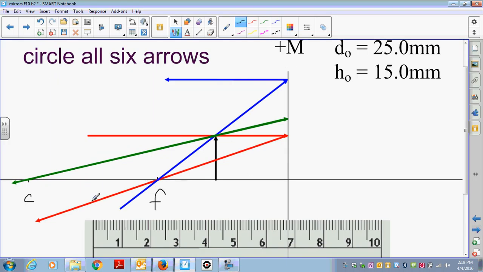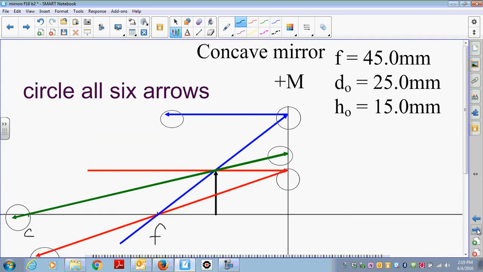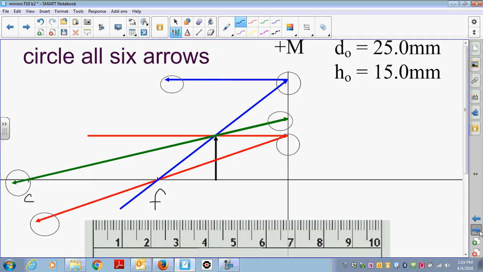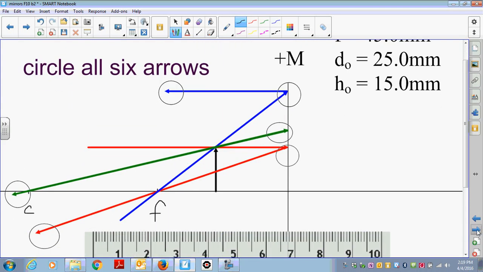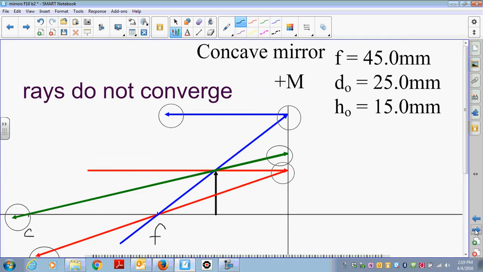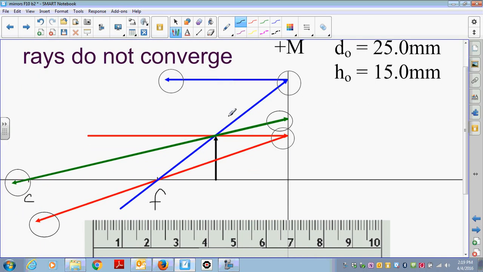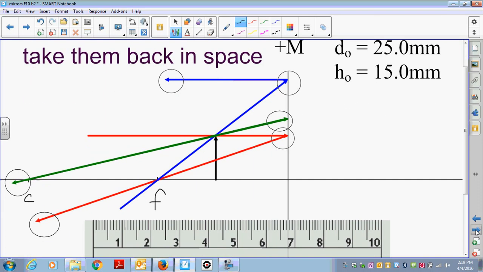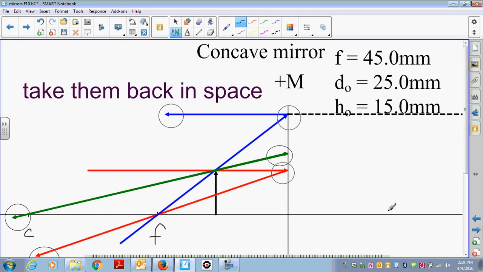Okay, so here's your 6 arrows. There's 1, there's 2, there's 3. We don't need to worry about the outgoing ones. And now what we're going to do is project these rays back in space since they don't converge. Okay, so we're going to take them back through the mirror as dashed lines.